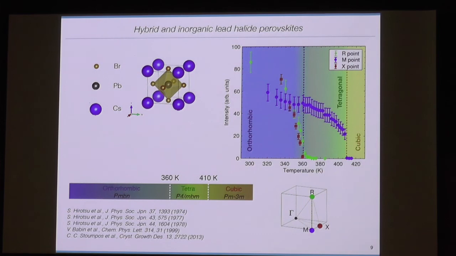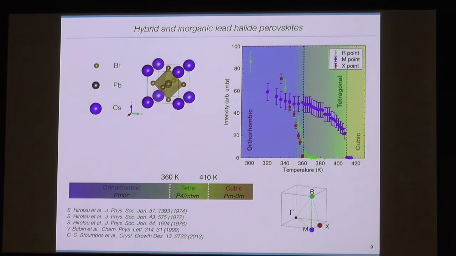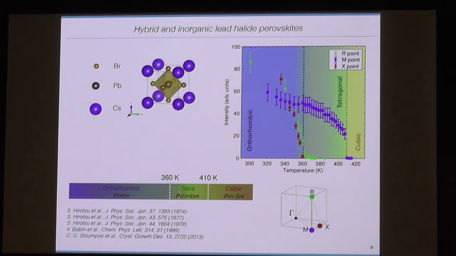The study of the inorganic lead halide perovskites started in the 70s with the first structural characterization using elastic neutron scattering. They showed that cesium lead bromide undergoes a cubic to tetragonal transition, which is first order and is associated with superlattice reflections appearing at the M point. Then below 360 K, it goes from a tetragonal to an orthorhombic symmetry, which is a second order transition, associated with superlattice Bragg peaks at the X and R points.